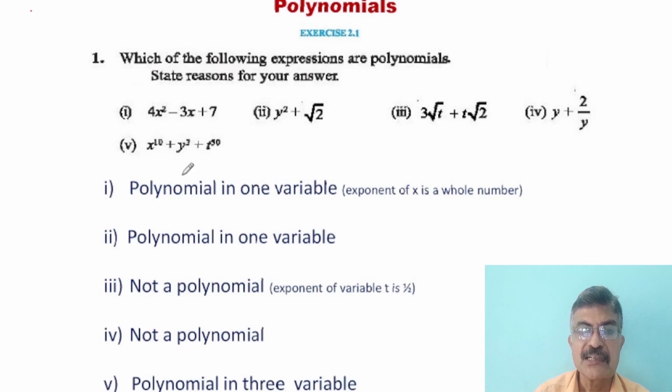Consider the fifth one, x raised to 10 plus y raised to 3 plus t raised to 30. Three variables are there. In this mathematical expression, the exponents of the variables are all whole numbers. So this is a polynomial, a polynomial in 3 variables.